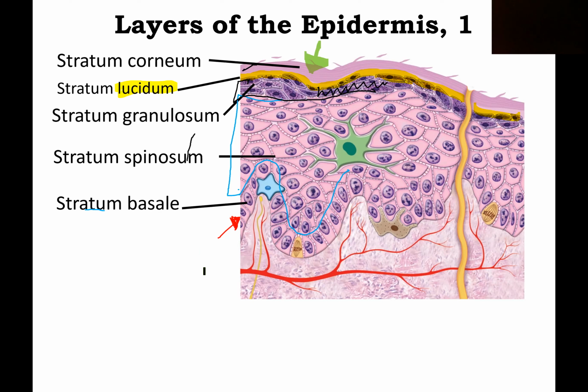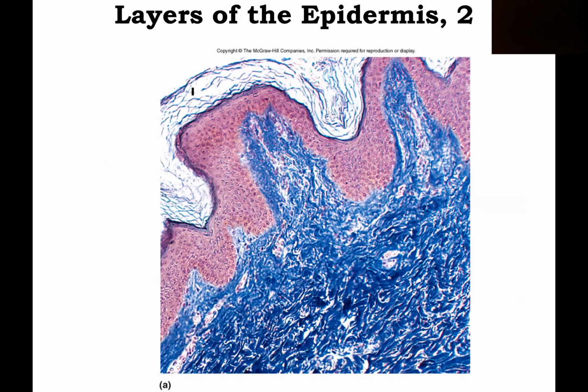Stratum lucidum, you can look through this, but it's only found on the soles and the palms. Stratum granulosum, it's grainy, it's old, it's dying. Stratum spinosum, they're spreading out, maturing, secreting lots of keratin. Stratum basal is the deepest. It's where most of the cell division occurs. It's anchored to the dermis. You can also see those layers here. Stratum corneum, the dead cells.